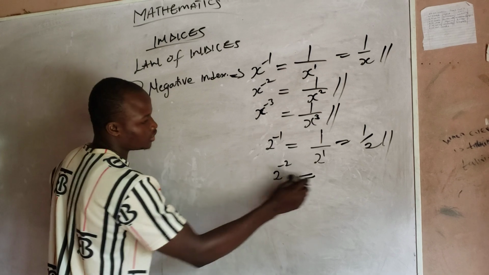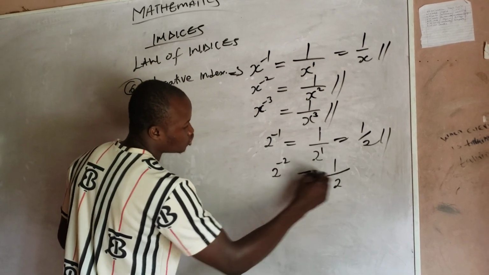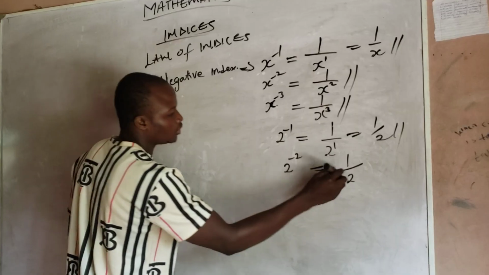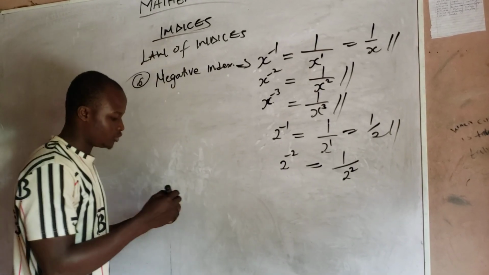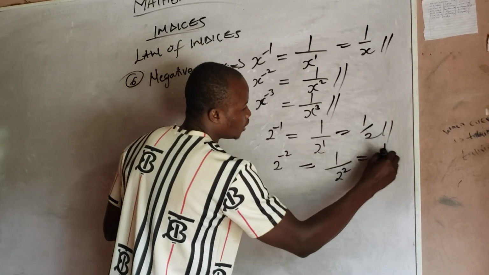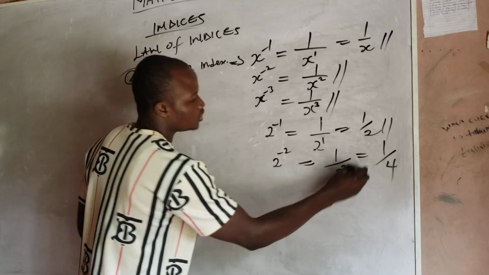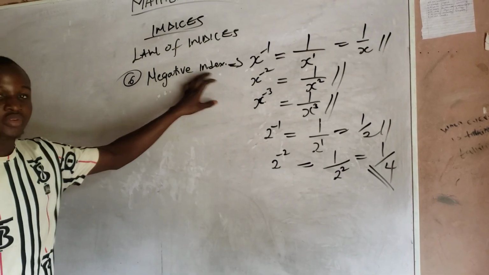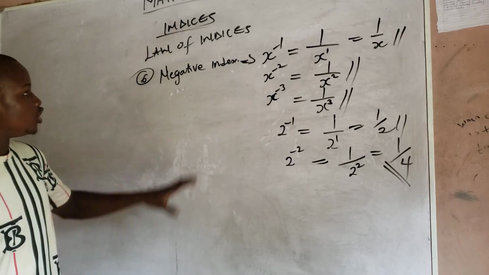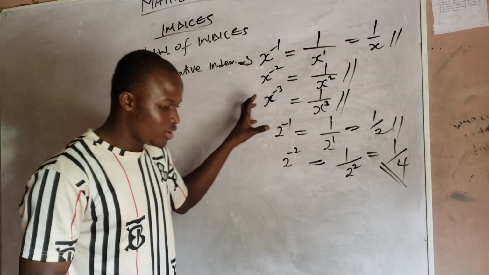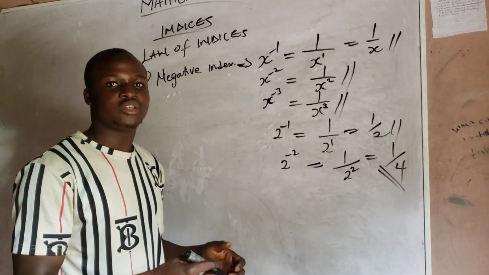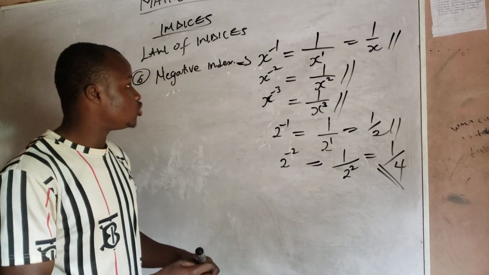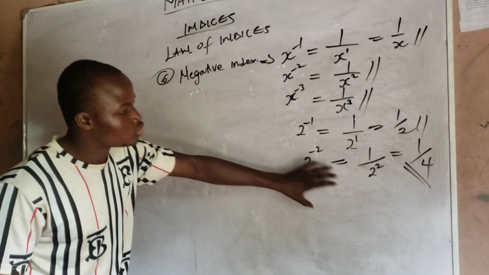When you have something like this, it becomes 1 over 2 raised to the positive power, which is 2. So it becomes 1 over 4. This is the law of negative index in indices. If you know this, you will be able to solve questions whenever you come across it, because in indices some questions can use four laws to solve one question.